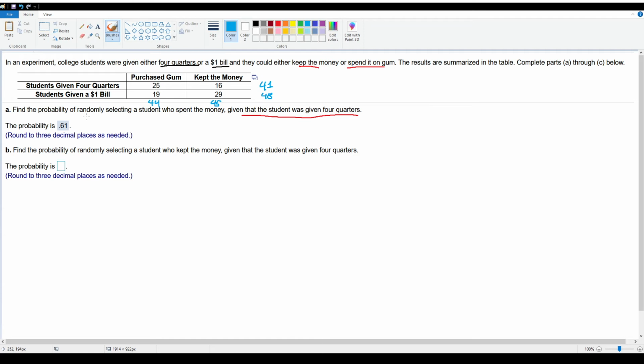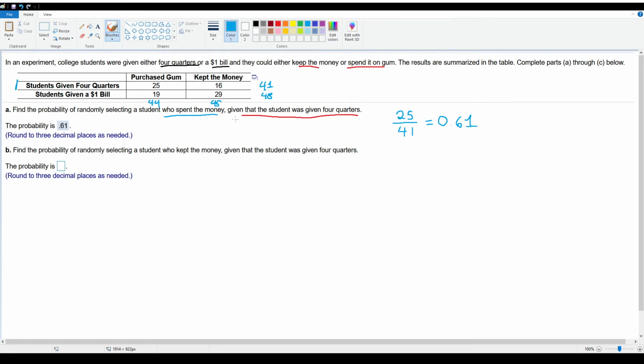So now what we're being asked is to find the probability of randomly selecting a student who spent the money given that they had 4 quarters. So we know that they had 4 quarters, so we're going to be looking at the students who were given the 4 quarters. Now of those students, 25 of them purchased gum. So the probability for this would be 25 students over 41, because of these 41, 25 purchased gum. And then if we plug that into our calculator, that would give us around 0.61, which was the answer for this.